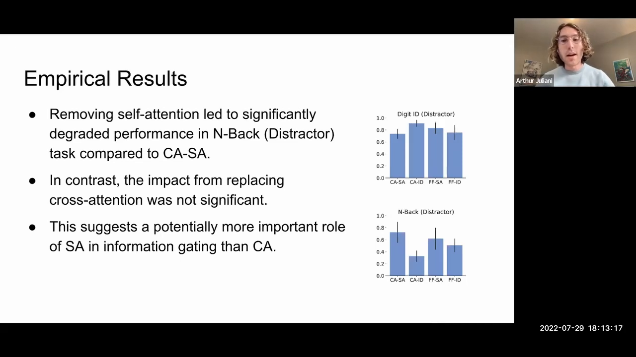Then looking at the distractor variants of the digit ID and the NBAC tasks, we find that for the NBAC version of the distractor task, there is a significant degradation of performance when the self-attention mechanism is replaced. And this was kind of a bit unexpected, given that we had hypothesized that cross-attention for ignoring the distractor would actually be more important. And I think this suggests an interesting role of the self-attention mechanism for potentially filtering out distracting information that is able to make it into the workspace.